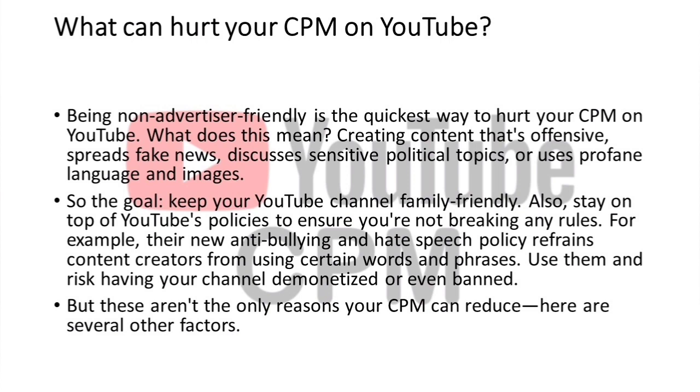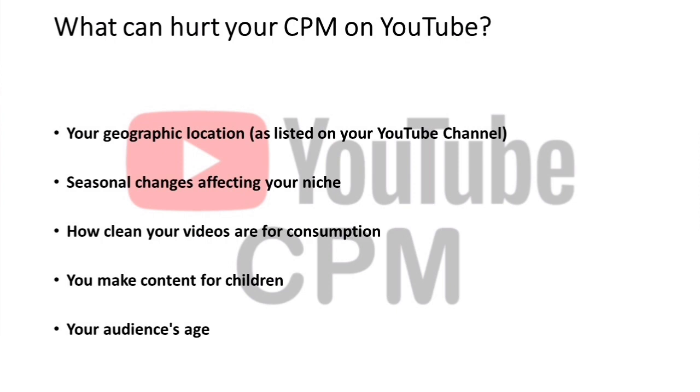But these aren't the only reasons your CPM can reduce. Here are several other factors. Number 1, your geographic location as listed on your YouTube channel. Number 2, seasonal changes affecting your niche. Number 3, how clean your videos are for consumption. Number 4, you make content for children. Number 5, your audience's age.